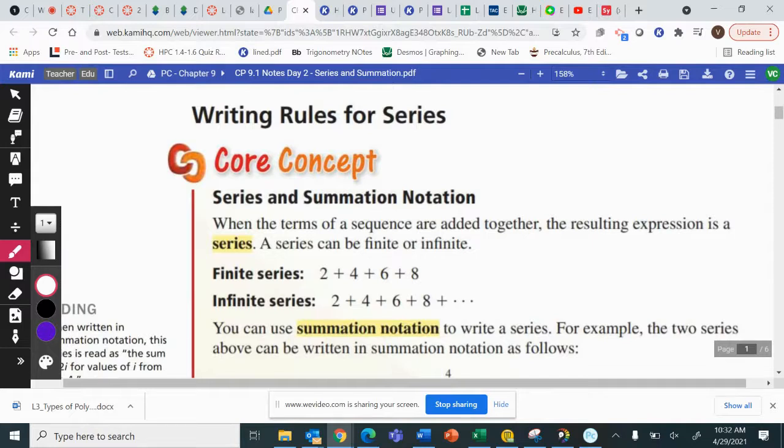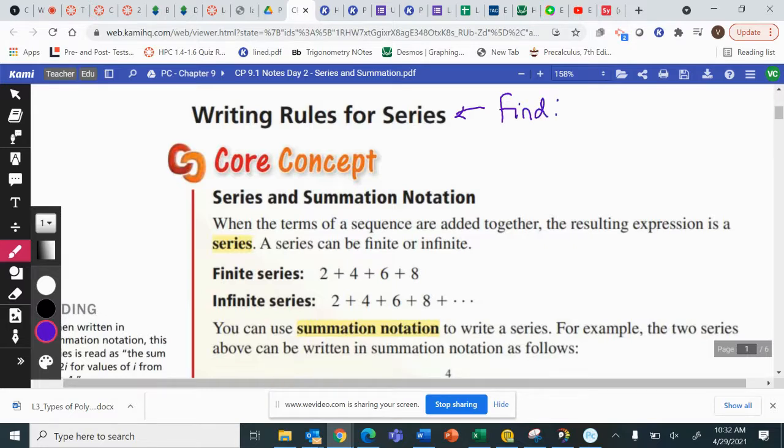All right. This is still section 9.1 in our book. It's just kind of the second half of it. We're going to learn what a series is. A series is going to look similar to a sequence, but the word series means that you're going to be finding a sum.